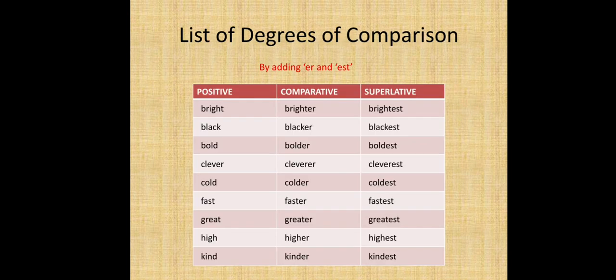Now, list of degrees of comparison by adding ER and EST. As you can see in the column of positive degree, comparative degree, and the superlative degree. Now, see the example: bright, comparative will be brighter, superlative will be brightest. Black, blacker, blackest. Bold, bolder, boldest. Clever, cleverer, cleverest. Cold, colder, coldest. Fast, faster, fastest. Great, greater, greatest. High, higher, highest. Kind, kinder, kindest.